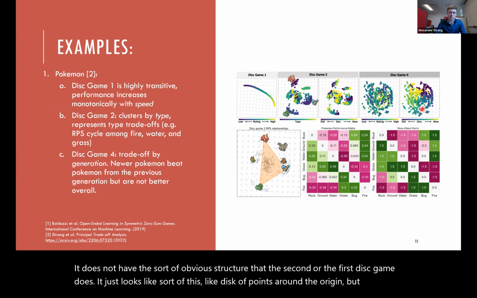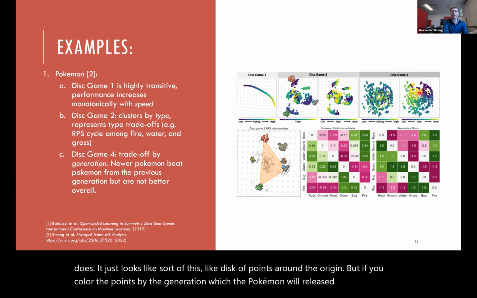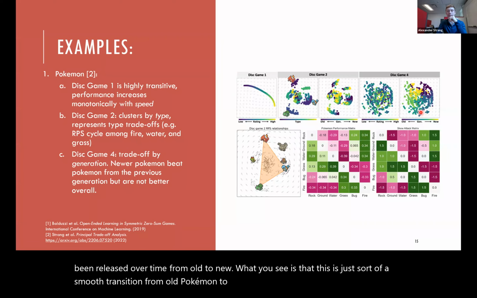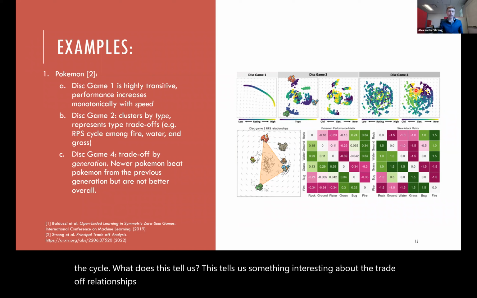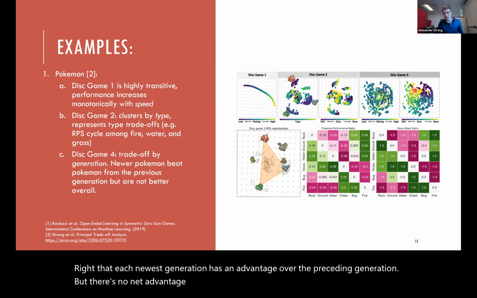But if you color the points by the generation in which the Pokemon were released, Pokemon have been released over time from old to new, what you see is a smooth transition from old Pokemon to new Pokemon as you move radially around the cycle. What does this tell us? This tells us something interesting about the trade-off relationships between new generations of Pokemon and old generations of Pokemon, right? That each newest generation has an advantage over the preceding generation, but there's no net advantage between the most recent generation and the oldest generation of Pokemon, right?